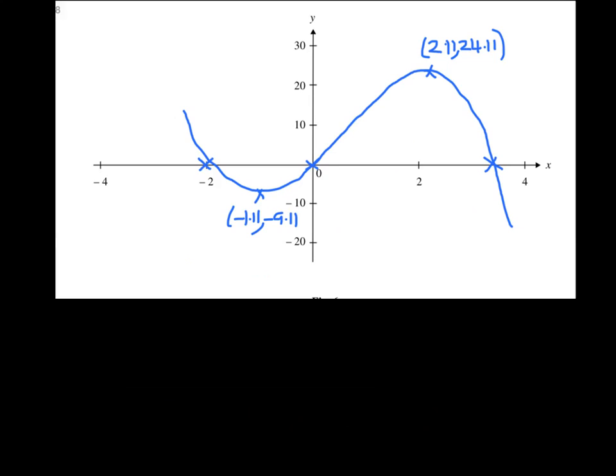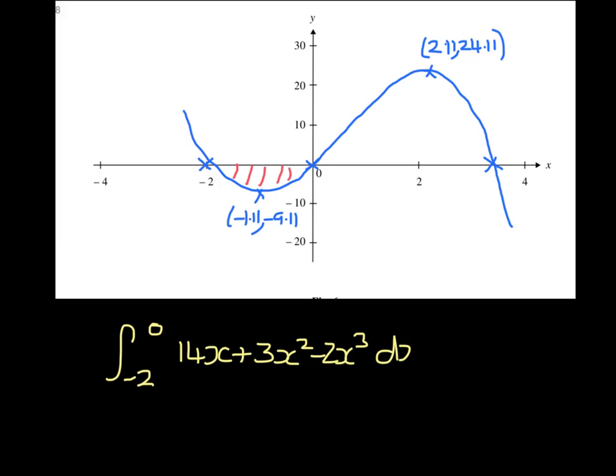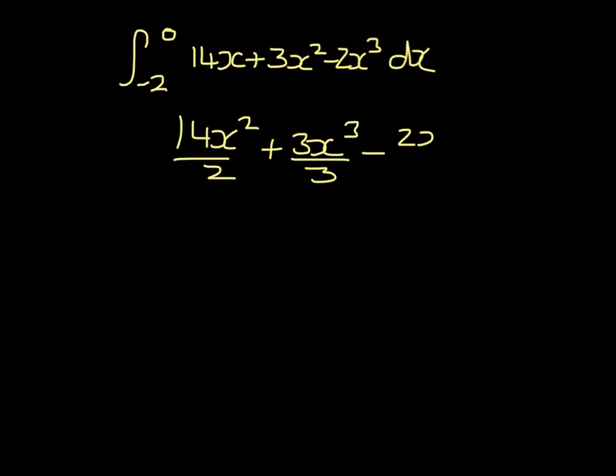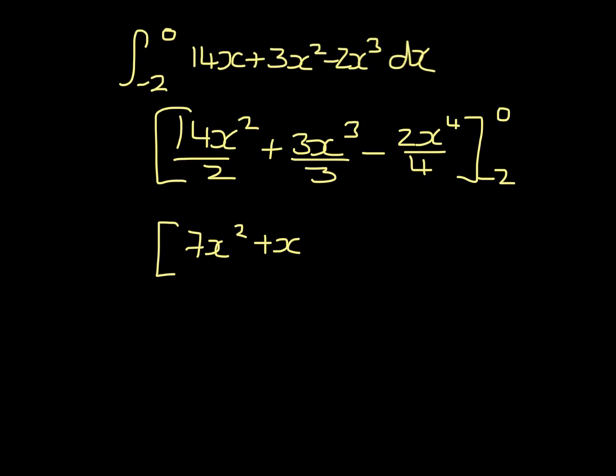I now need to find the area below the axis, so that's this area here. And that will be the integral from minus 2 to 0 of 14x plus 3x squared minus 2x cubed with respect to x. When we're integrating, we add 1 to the power and divide by the new power. And because we have limits, we don't need the constant of integration. So that gives us 7x squared plus x cubed minus 1/2 x to the 4.